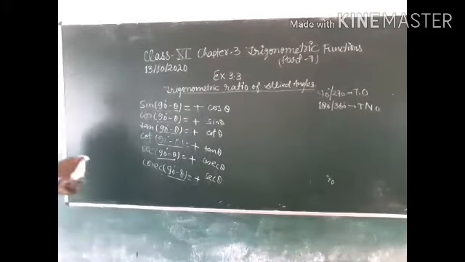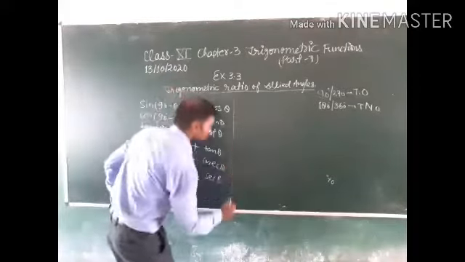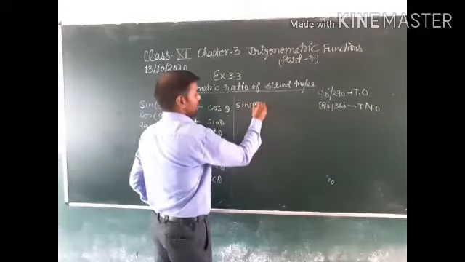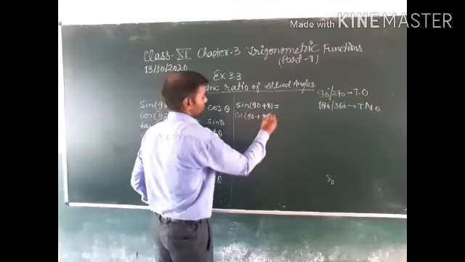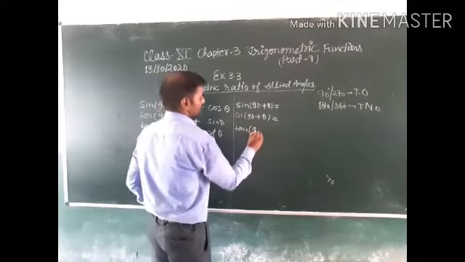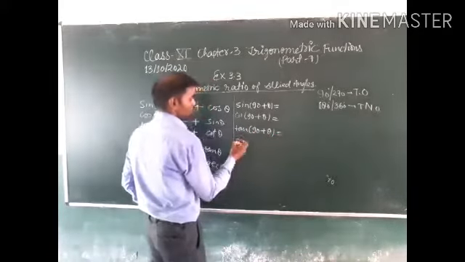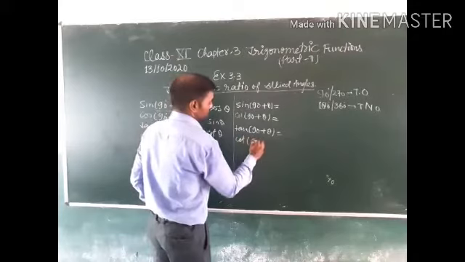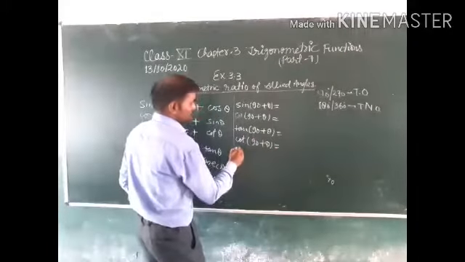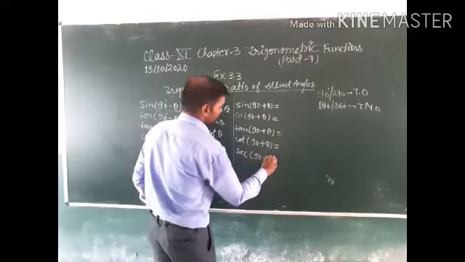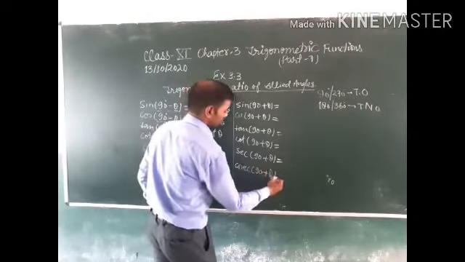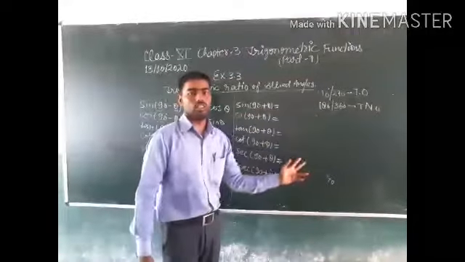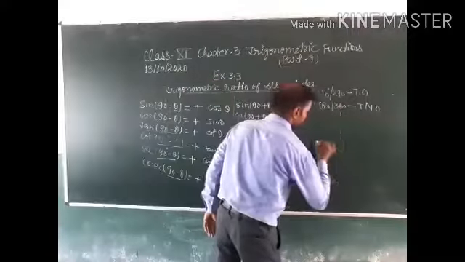Now we take sin(90° + θ), cos(90° + θ), tan(90° + θ), cot(90° + θ), sec(90° + θ), and cosec(90° + θ). What is the value of these trigonometric ratios? First of all, we draw the Cartesian plane.